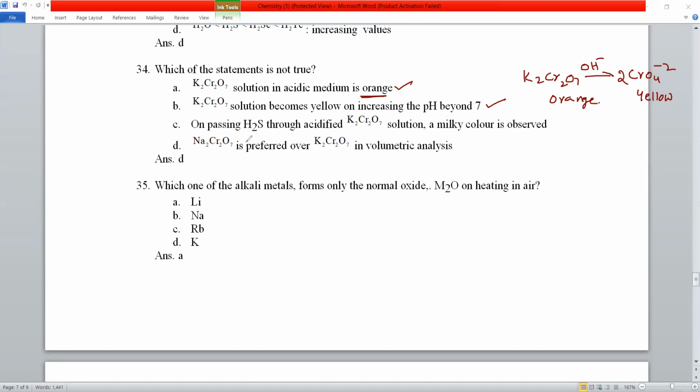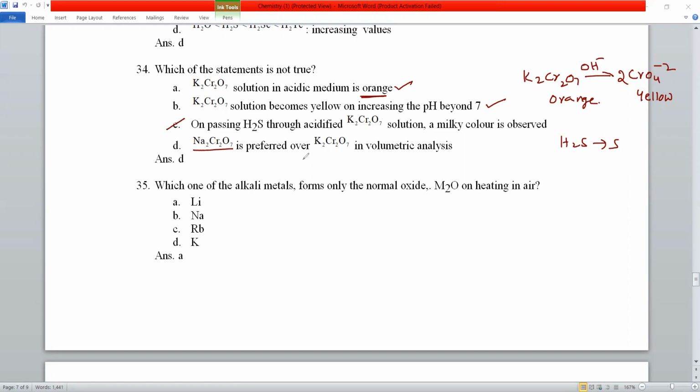Correct only, this statement. And on passing H2S through the acidic solution, milky color will be observed. Why? Because H2S is converted into sulfur form, S form. So that is the milky color. So that's why this also will be a correct statement.